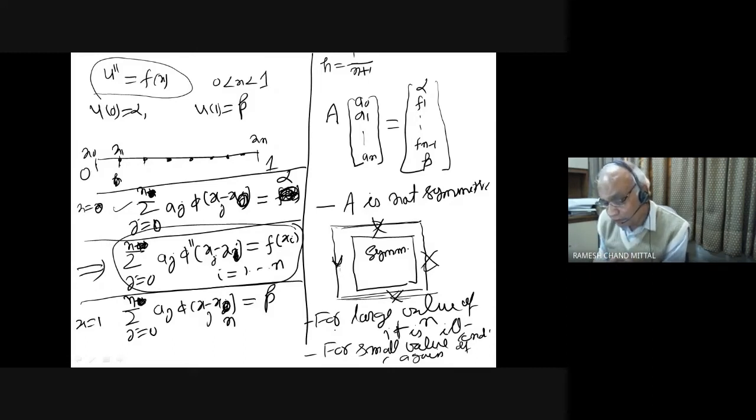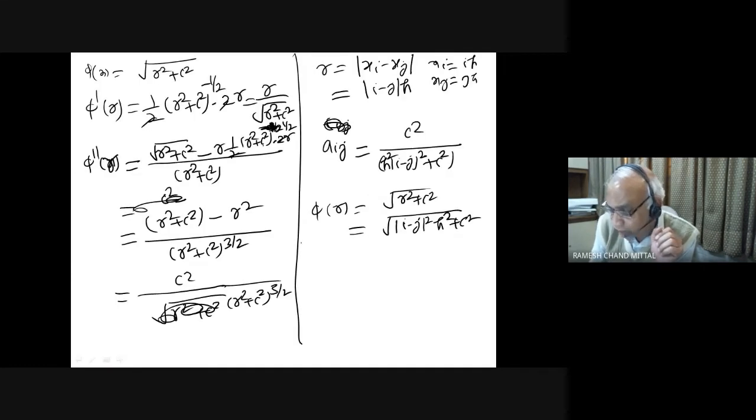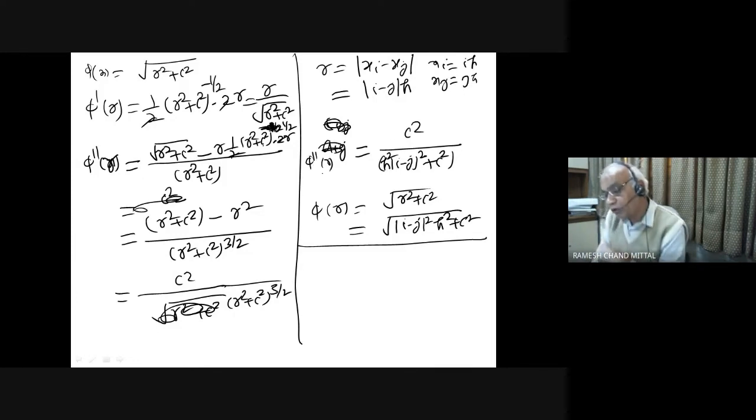Now this is about if I take my function as multi-quadratic. So this is about multi-quadratic, where the values of this are defined for phi r, and this is defined for double derivative phi double prime r, and a_ij can be obtained.